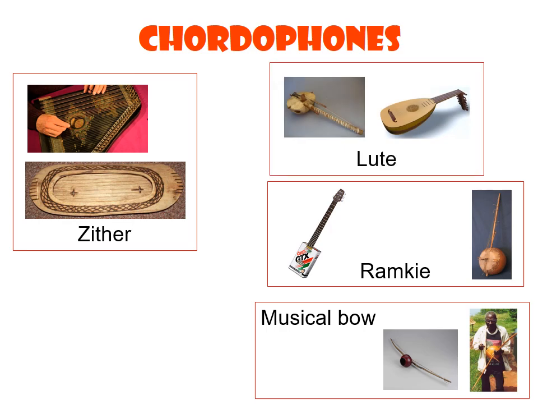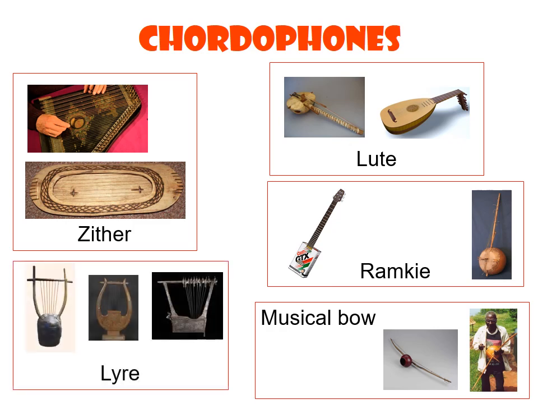A lute, where the strings are stretched across a resonator and up a neck, and the strings could be plucked or bowed. And the lyre, where the strings leave the resonator at right angles to an edge and run to a crossbar that is held away from the resonator.